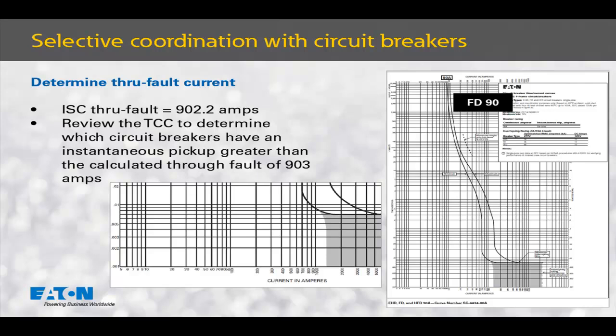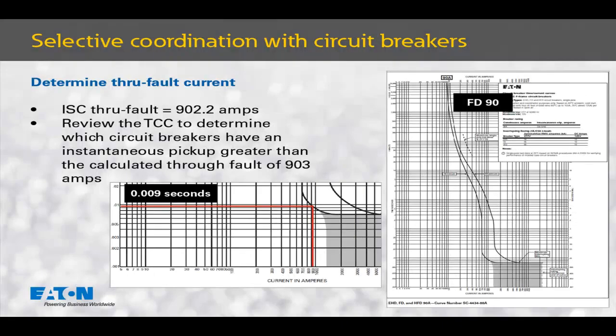As you can see, Eaton published this curve showing what occurs below 0.01 seconds. You may not see this in coordination software applications, as usually the curves are cut off at 0.01 seconds. The manufacturer's curves in many cases provide more information.